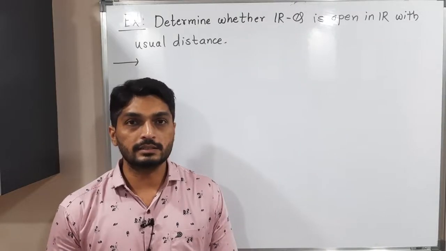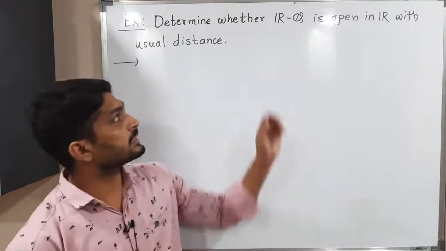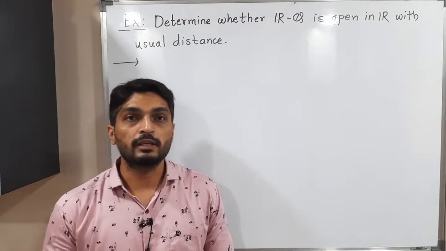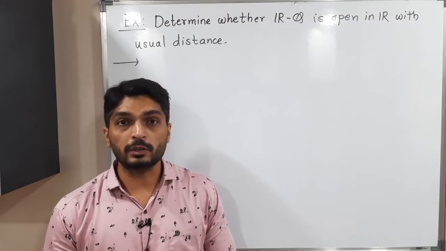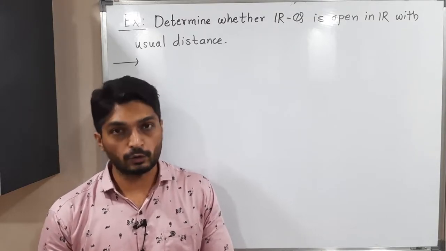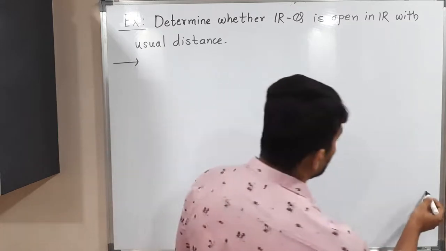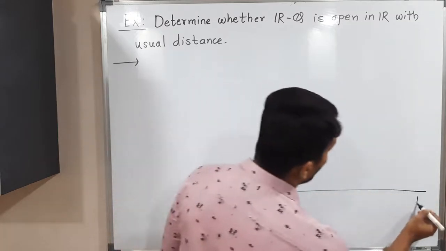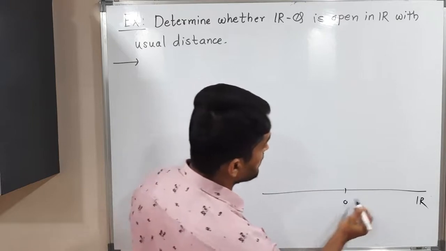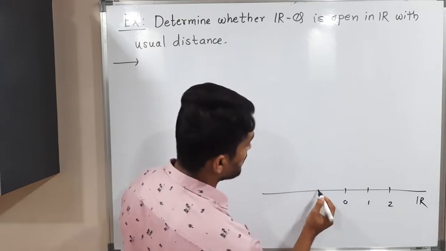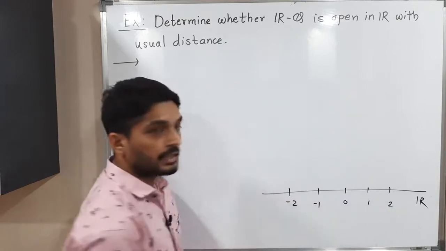Everyone, let us discuss this example. In this example, we have the set R minus Q, that means the set of irrational numbers, and we have to check whether it is an open subset of R or not. You are familiar with the set of the real line. So this is R. The density theorem says there are infinitely many rational numbers and infinitely many irrational numbers.